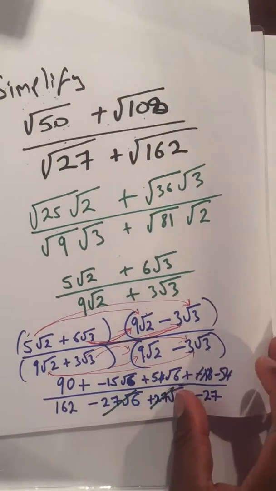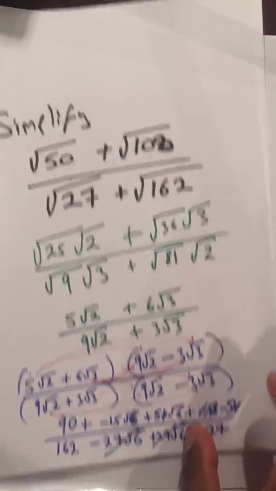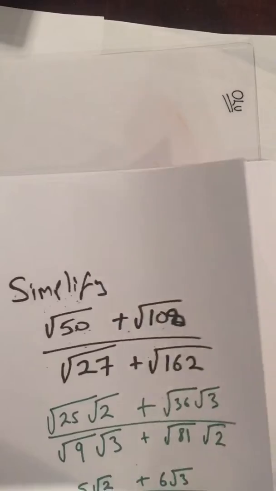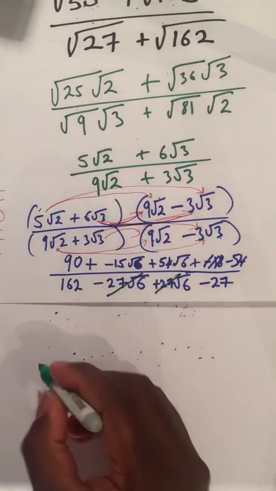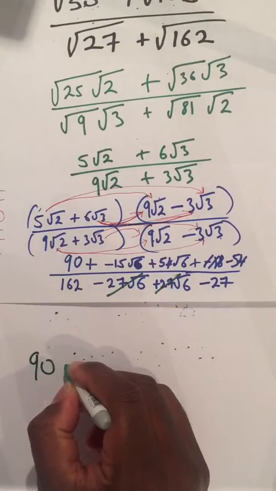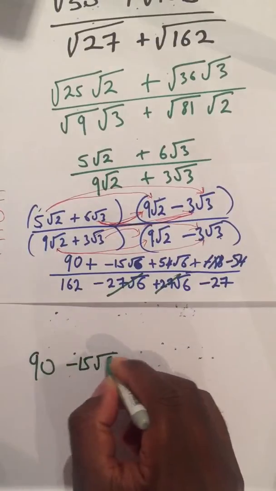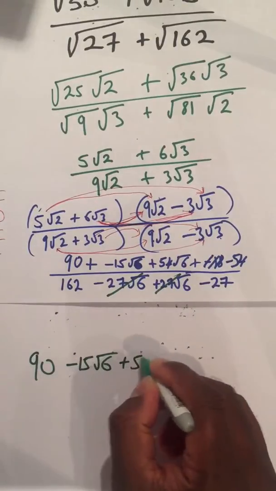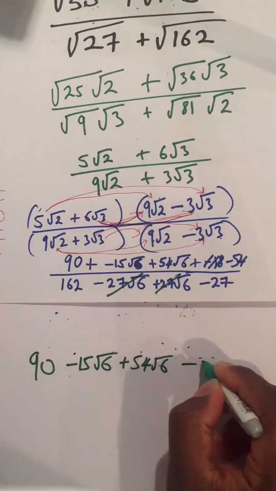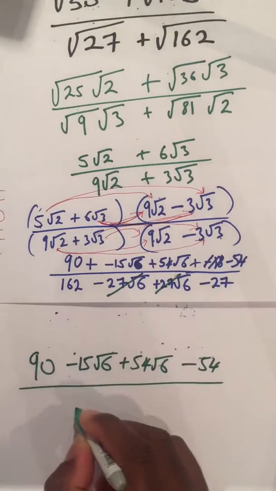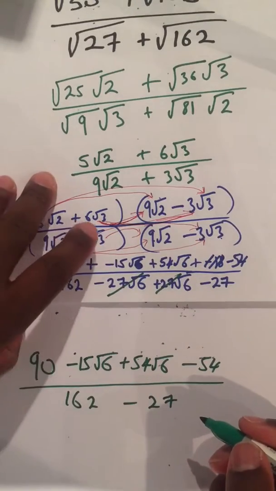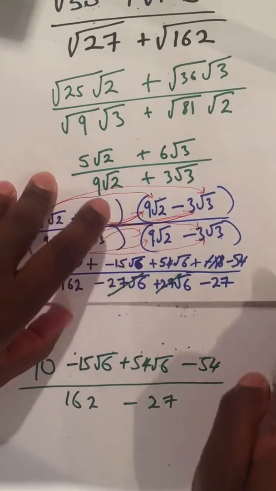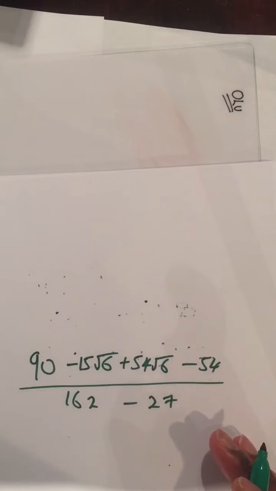So that leads us to what we can call the final solution, which I will just write out very briefly, just so you can see what it's like: 90 minus 15 root 6 plus 54 root 6 minus 54, over 162 minus 27. So that is what we need to simplify.